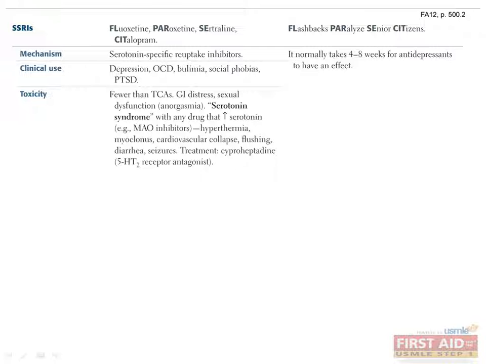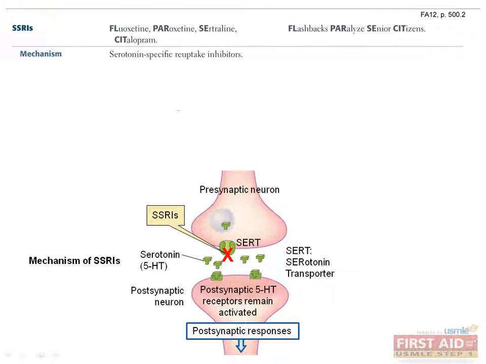The next drug class is among the most high-yield drug classes you'll need to learn for the boards. SSRIs, or selective serotonin reuptake inhibitors, include fluoxetine, paroxetine, sertraline, and citalopram. The mnemonic that those of us on the First Aid team came up with to remember these was Flashbacks Paralyze Senior Citizens, a reference to their use in post-traumatic stress disorder.